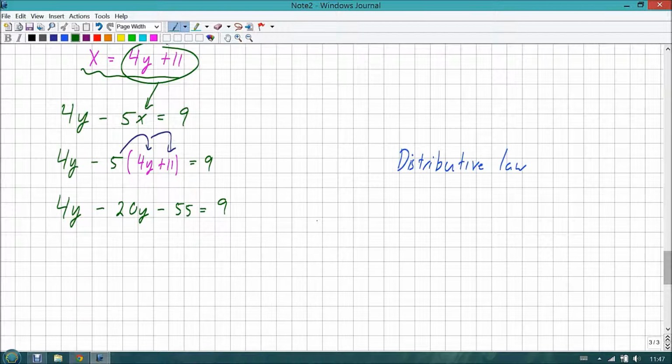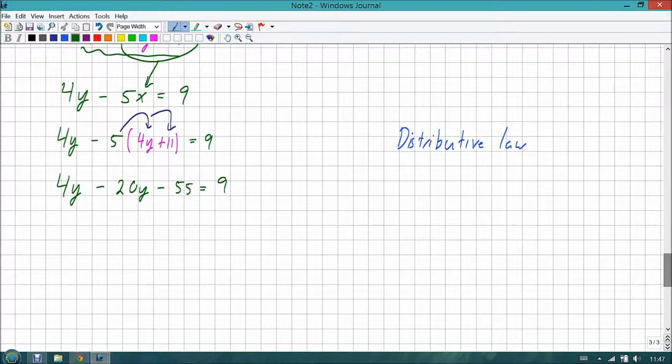And at this point, you'd probably be panicking, going, oh my God, Mr. O'Neill, the numbers are too big. I have to tell you, don't worry. It'll be easy. So let's combine our like terms. We have a 4y and we have a -20y. That gives me -16y. And then I can add 55 to both sides. So 55 plus 9 would give me 64. So I put a 64 over here. Divide both sides by -16. So we have y is equal to 64 over -16.